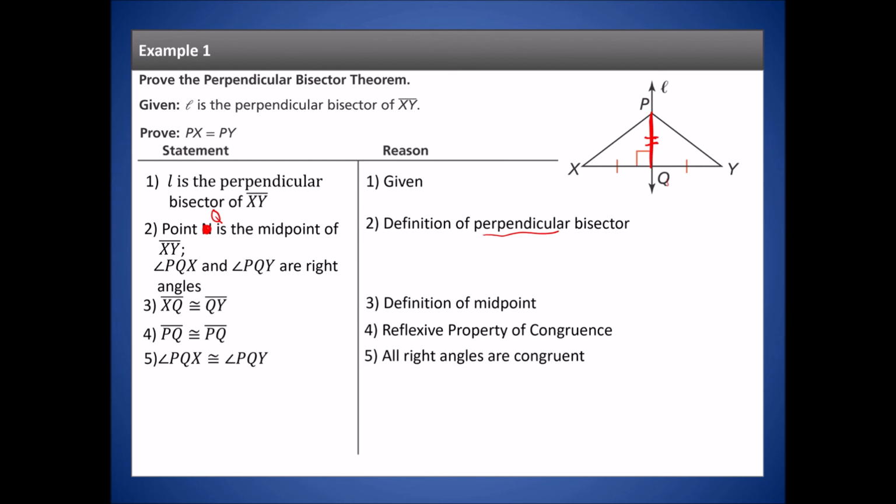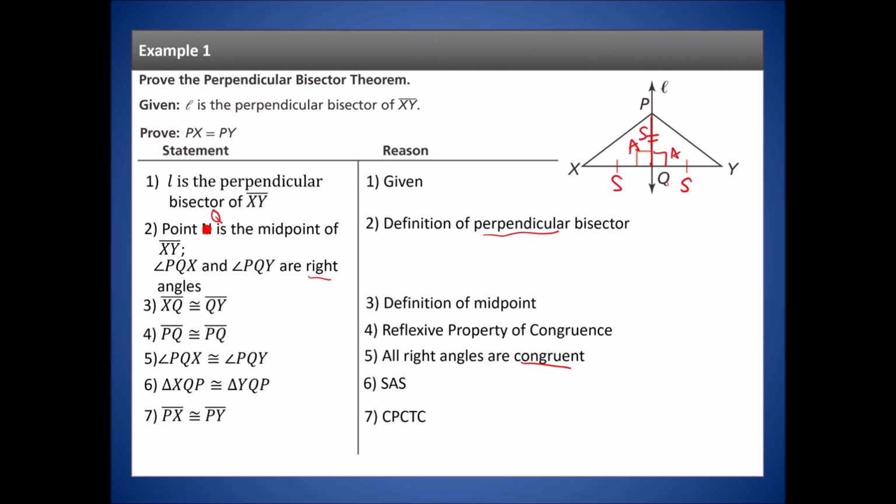And then we know that the angles PQX and PQY are congruent because they're both right angles, right? As we mentioned earlier, since they're both right angles, they're both equal to 90 degrees. And so they have to be congruent to each other because all right angles are congruent. And so now, because we have a side, an angle, and a side, we know that these two triangles are congruent by side, angle, side.